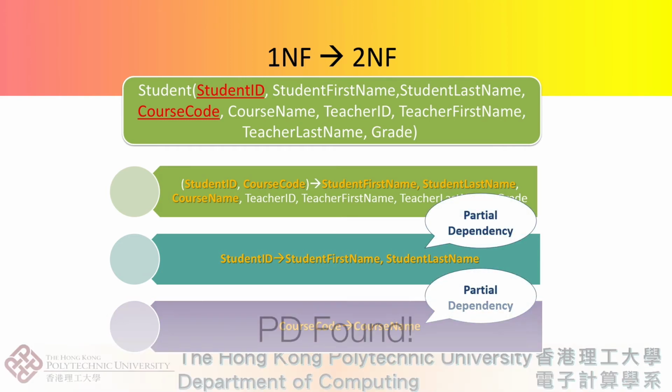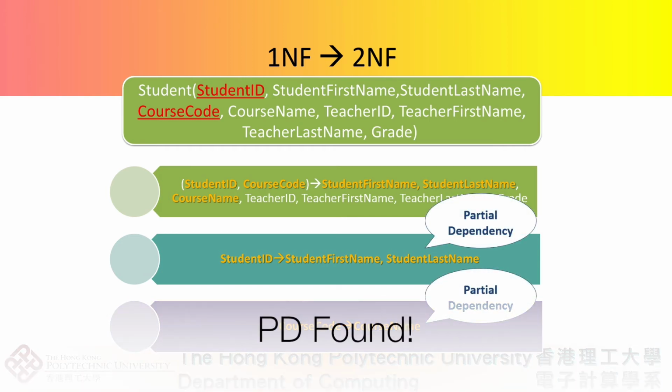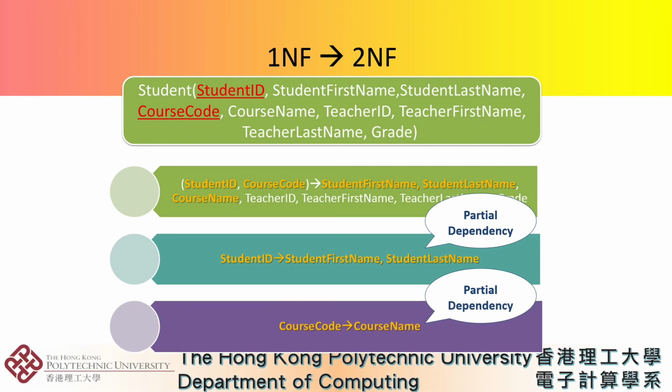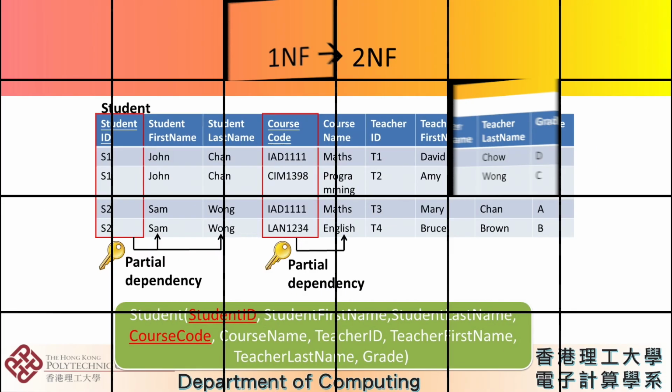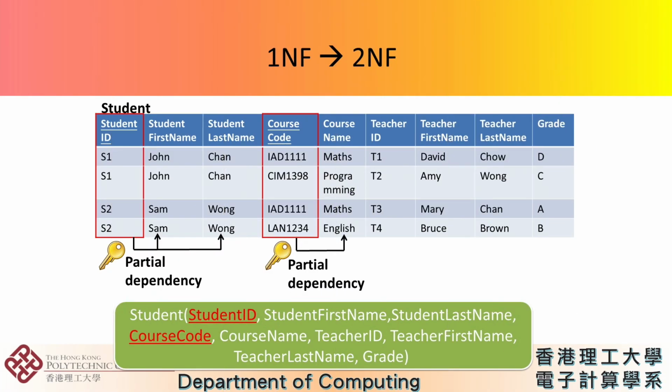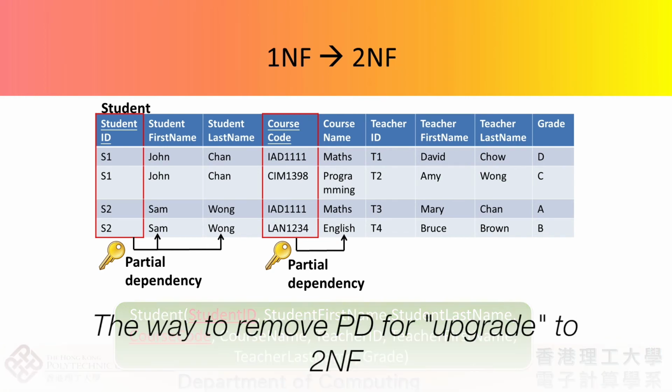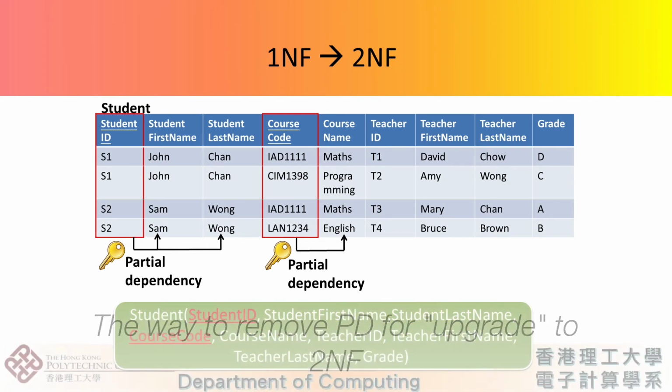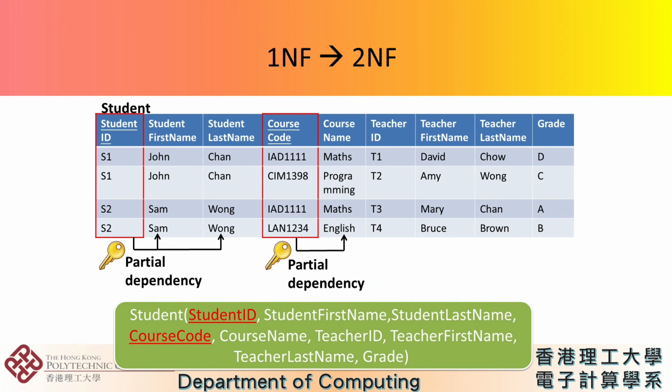Therefore, you can see that in the table, student first name, student last name, and course name are partially functionally dependent on the primary key student ID and course code. You can see the partial dependency in the table student. So how do we remove the partial dependency so as to convert 1NF to 2NF?